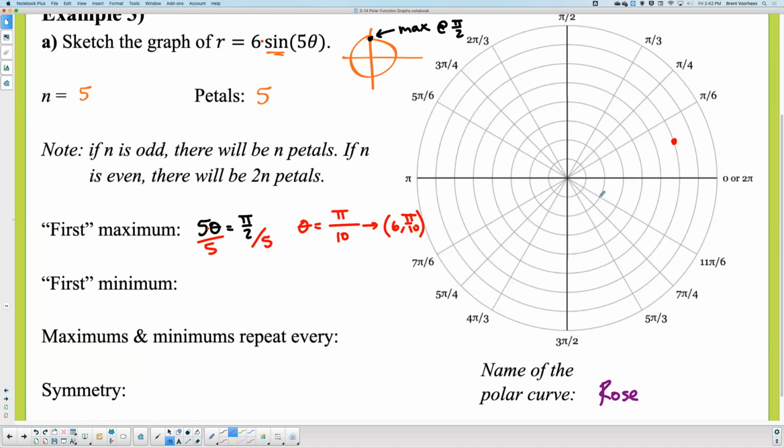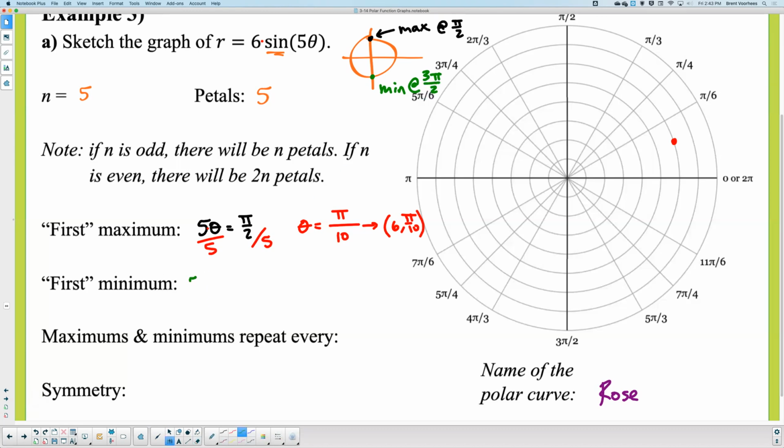Now, I'm about to walk you through what's going to happen here. To get to the first minimum, I have to cross over the pole. So I'm going to cross over the pole to get to the minimum. Its first minimum is here. Now, what is that value that gives you the first minimum? 3 pi over 2.